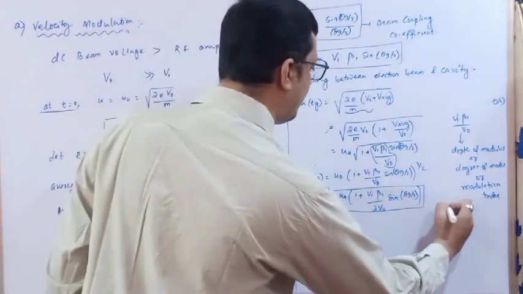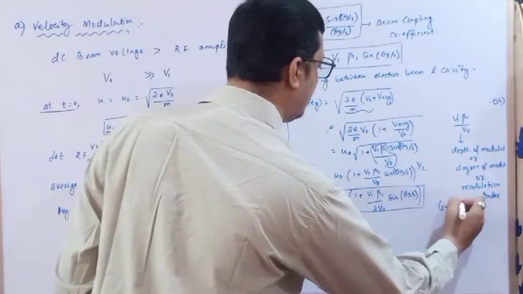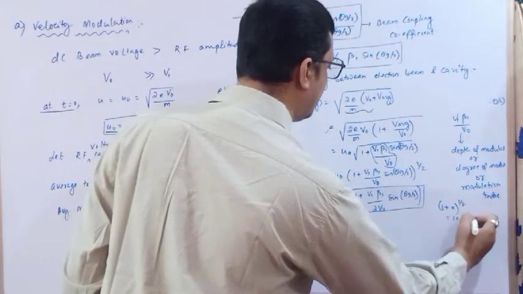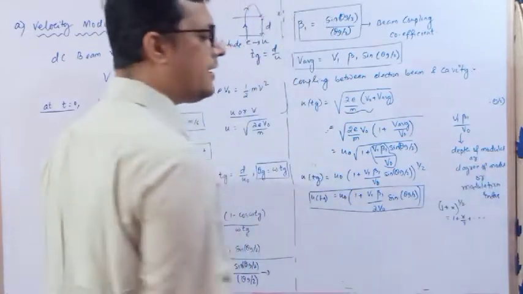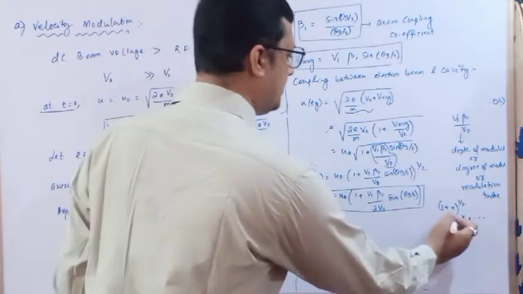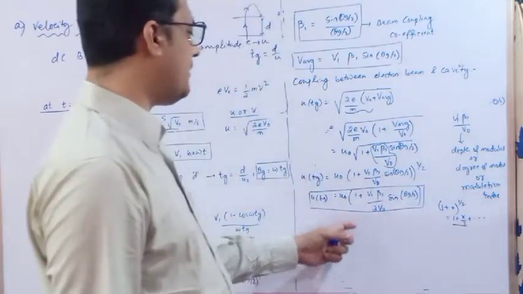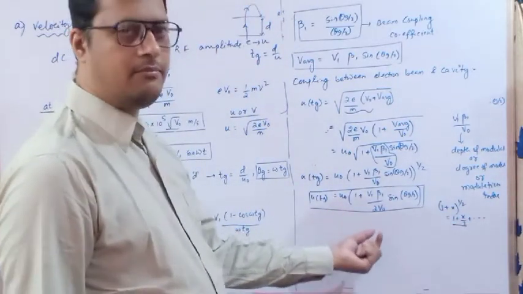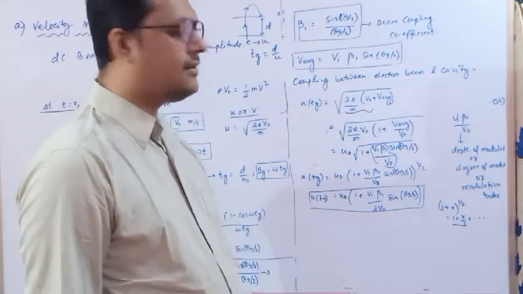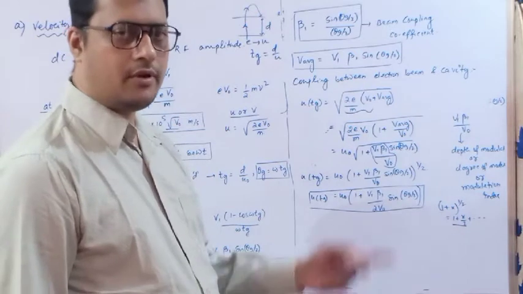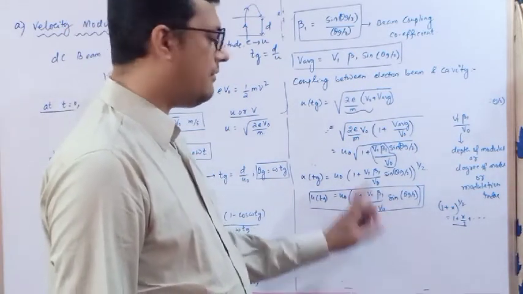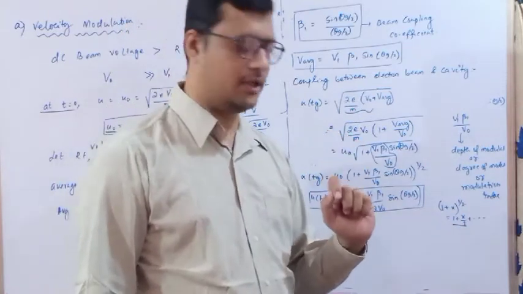Means (1 + x)^(1/2), this I can write as 1 + x/2 + ... Some higher components are there. I am neglecting those higher components and only considering this particular factor. So here I have written u0 [1 + (V1 β1 / 2V0) sin θg/2]. Now what is our modulation index? Modulation index is V1 β1 divided by V0. Done.